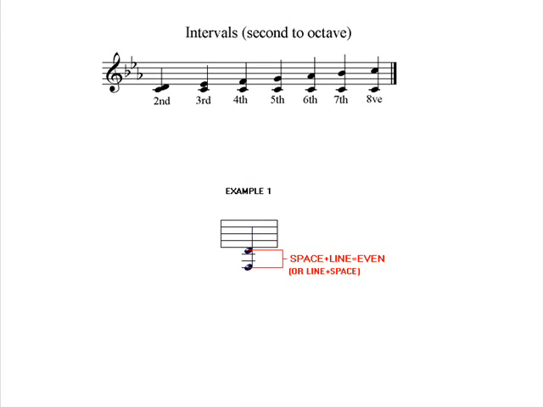You can see that the top note is on a space and the bottom note is on a line. Now you know it's an even interval. In this case, it's a sixth. As you can see in the second example, both notes are on a space. So in this case, it's an odd interval. We're looking at a fifth here.